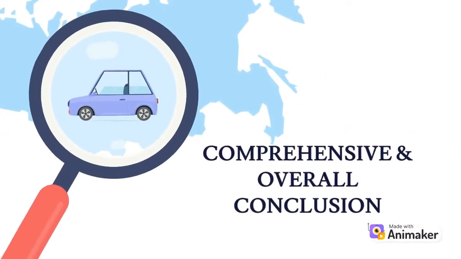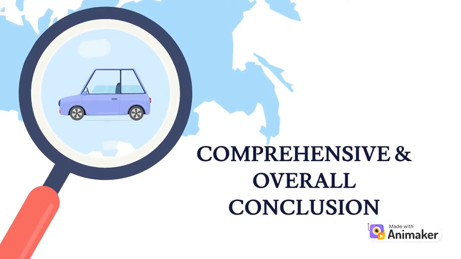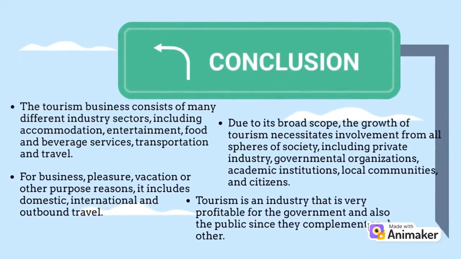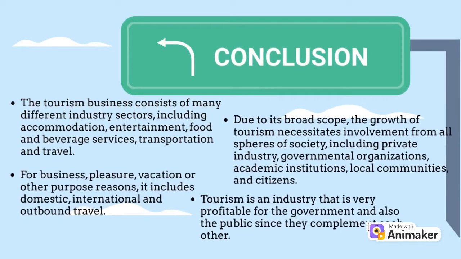At the end of this topic, I would like to give the comprehensive and overall conclusion. To sum up, based on what we have seen in this topic, the tourism business consists of many different industry sectors, including accommodation, entertainment, food and beverage services, transportation and travel. For business, pleasure, vacation or other purposes, it includes domestic, international and outbound travel. Due to its broad scope, the growth of tourism necessitates involvement from all spheres of society, including private industry, governmental organizations, academic institutions, local communities, and citizens.